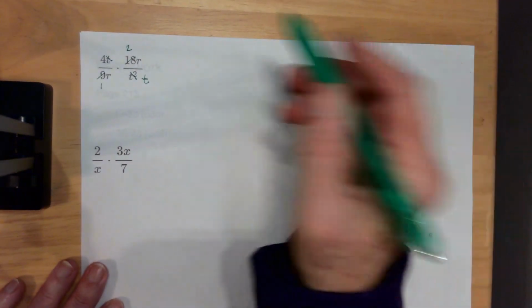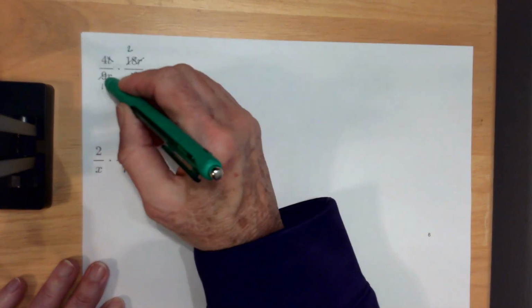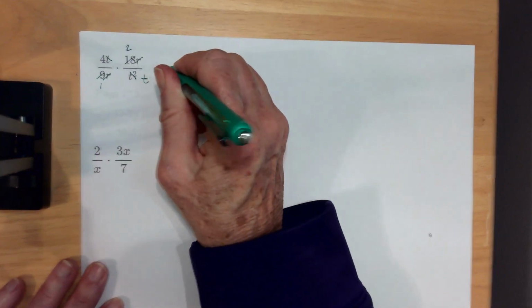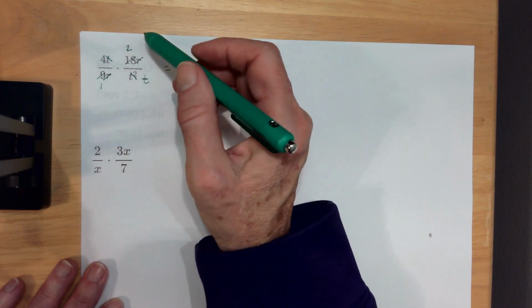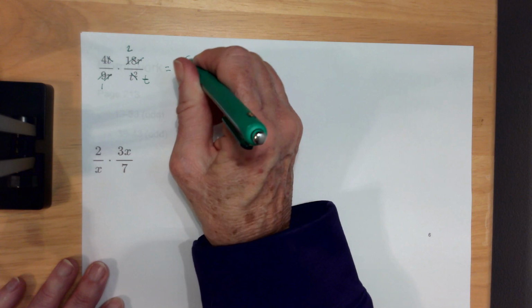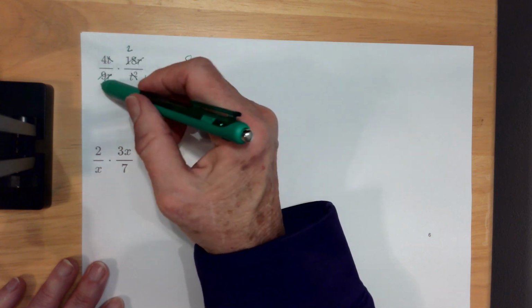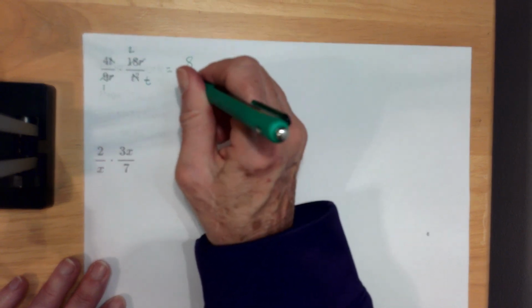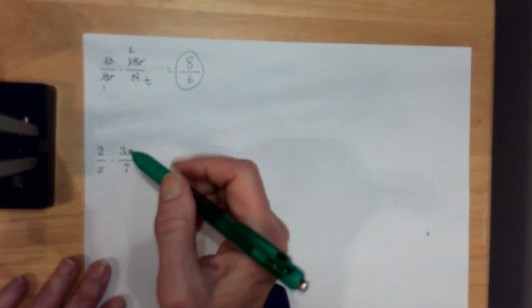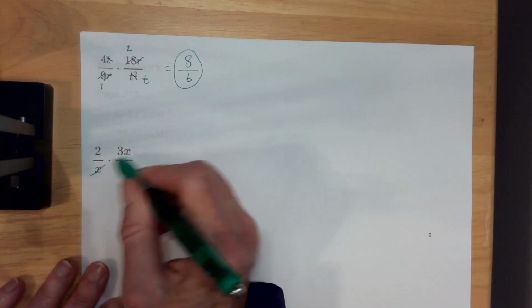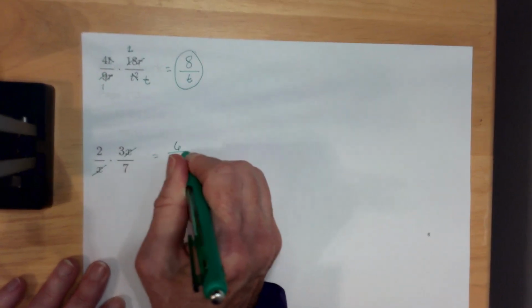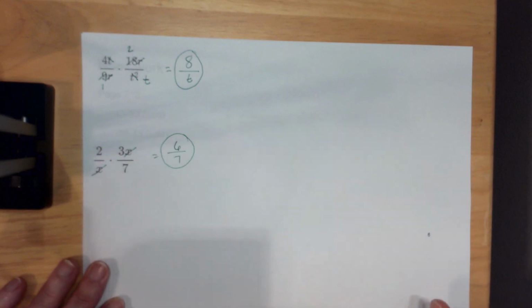And then I have an r divided by an r, which is just r to the first, it's just 1. R over r is 1. So on the top, I have a 4 times 2, which is 8. And on the bottom, I have a 1 times a t. So I have an 8 over a t. Same thing here. Basically, the x over the x is the same thing as 1. So I have a 6 over a 7.